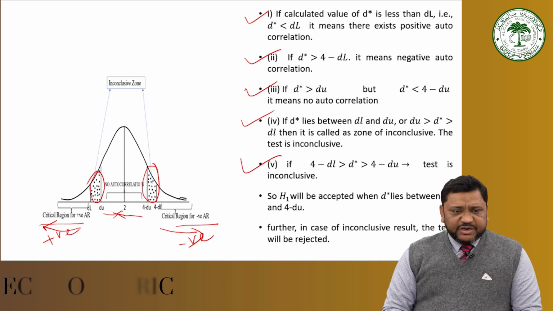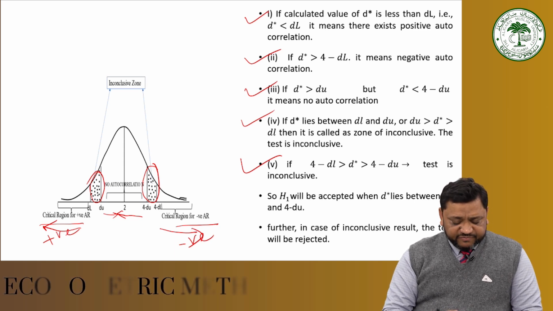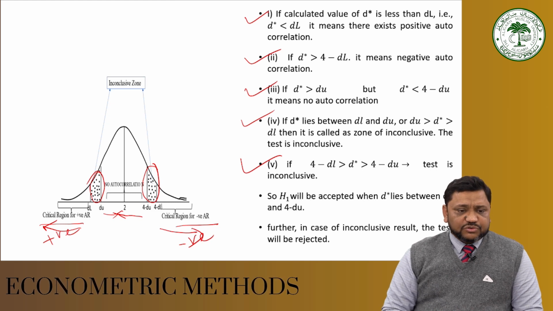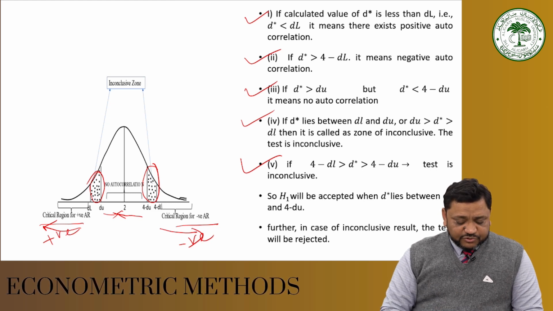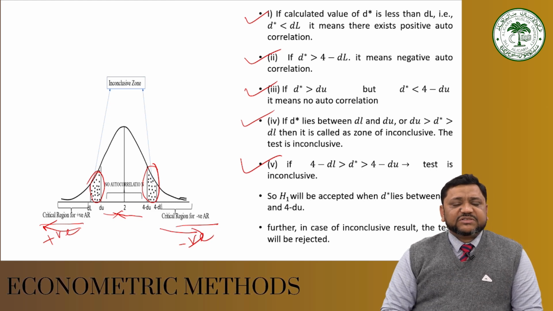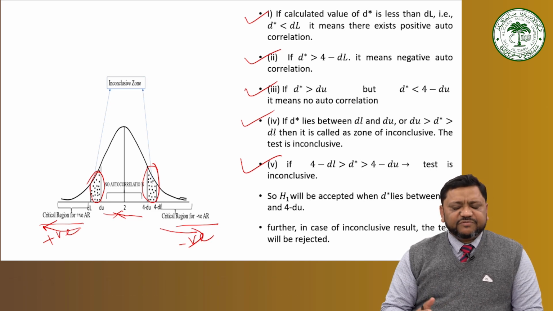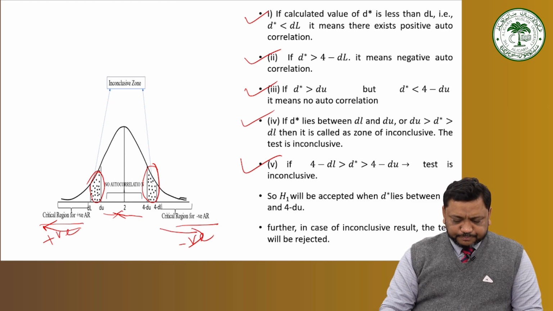So there is a limitation to Durbin-Watson statistics. One of the limitations is that we have some inconclusive zones. In these inconclusive zones, the Durbin-Watson statistic will not be able to tell whether it is a positive or negative autocorrelation or serial correlation.